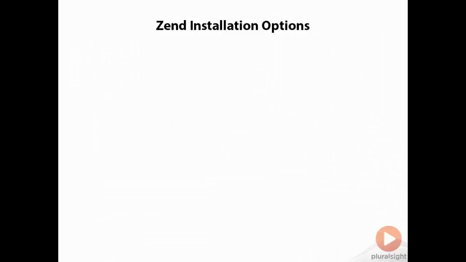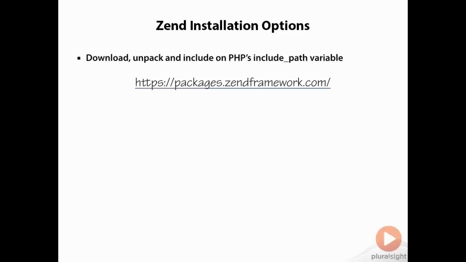There are a couple of ways that you can install Zend. You can download the framework and unpack it somewhere on your file system and then simply include it in your PHP's include_path variable. This sets Zend up as a global library for all PHP projects using that version of your PHP. This may or may not be desirable for your project and server needs. You can get the latest stable version of Zend from this particular URL.